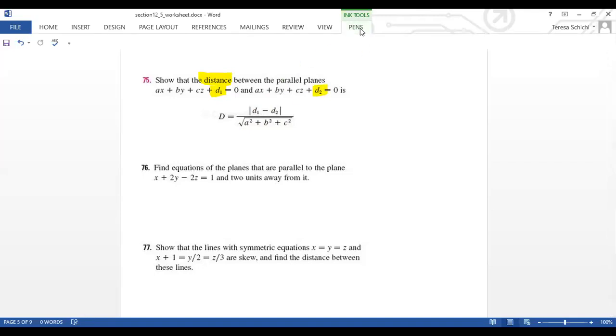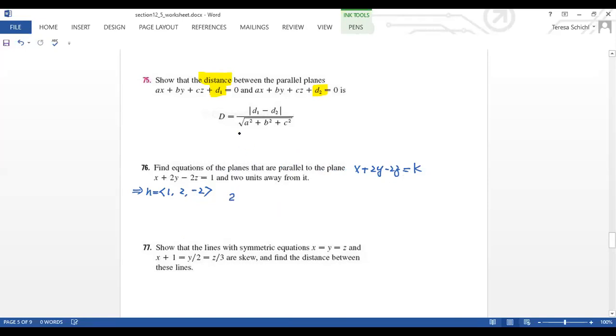Okay, so now let's take a look at problem 76. It says find the equation of the plane that's parallel to this plane. These planes are parallel, so they're going to share the same normal vector, 1, 2, negative 2, correct? And it's 2 units away from the given plane. So the plane I'm looking for is something like x plus 2y minus 2z equal to some constant k.